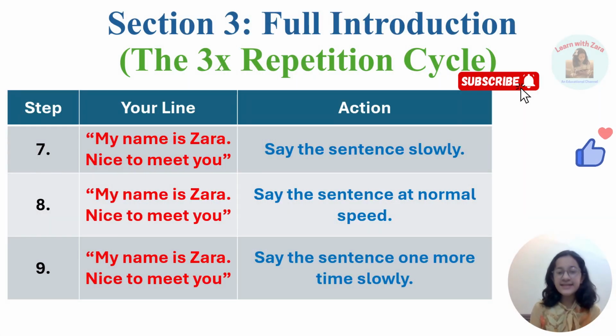Say the sentence slowly. My name is Zara. Nice to meet you. Say the sentence at normal speed. My name is Zara. Nice to meet you. Say the sentence one more time slowly. My name is Zara. Nice to meet you.